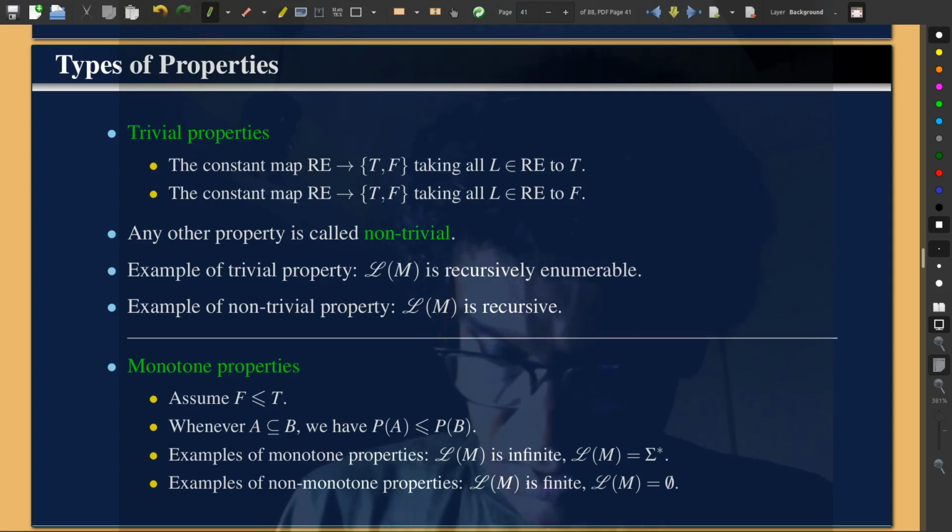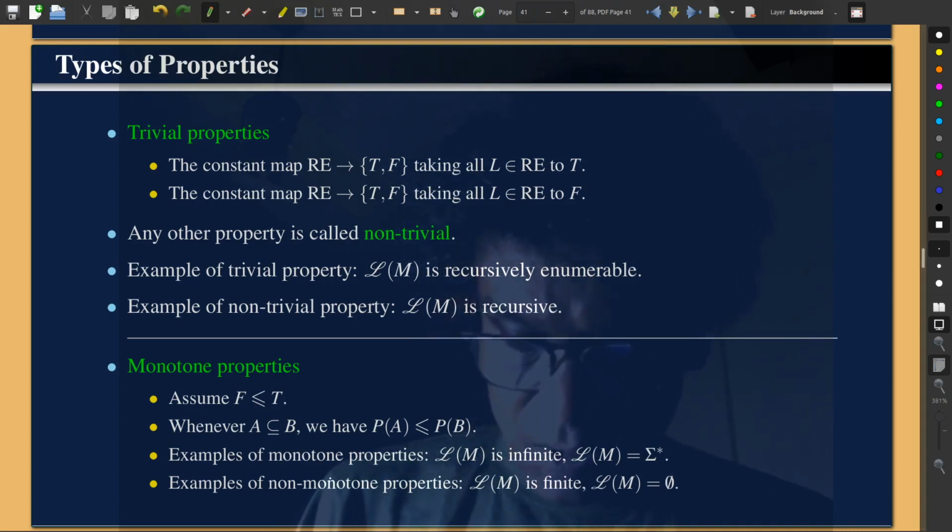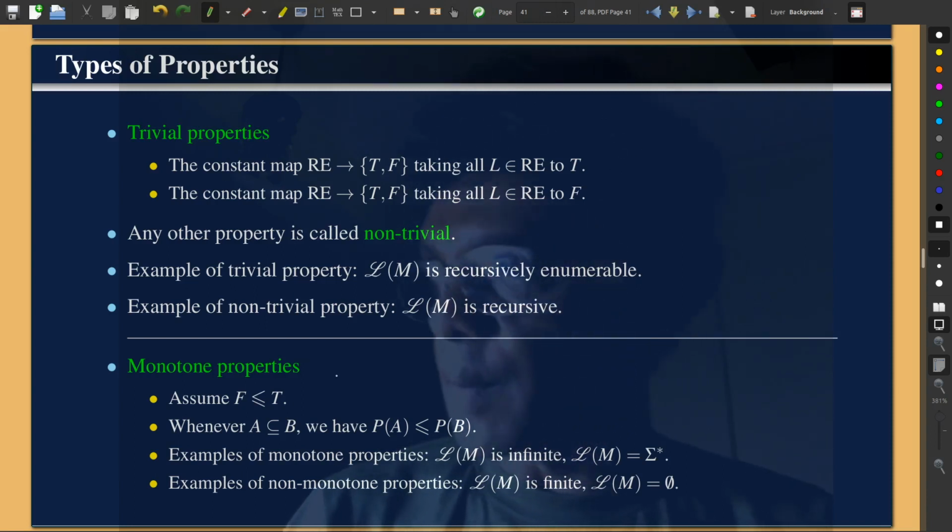Why? For example, the empty set is finite. So property P of the empty set is true. On the other hand, sigma star is an infinite set, and the empty set is contained in sigma star, but P of sigma star is false. This would say that true is less than or equal to false, which should never happen. And like sigma star, you can also have phi. So these are non-monotone properties. So we'll use these two types of properties in the two parts of Rice's theorem. We'll start with trivial properties.